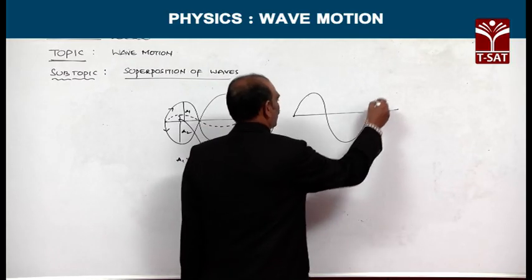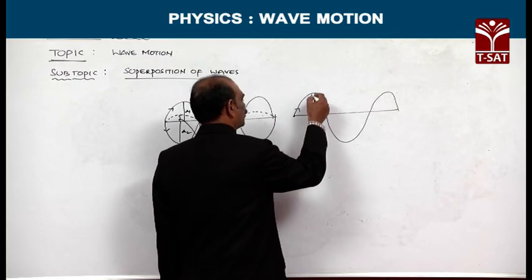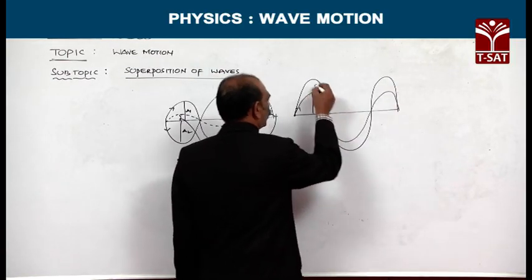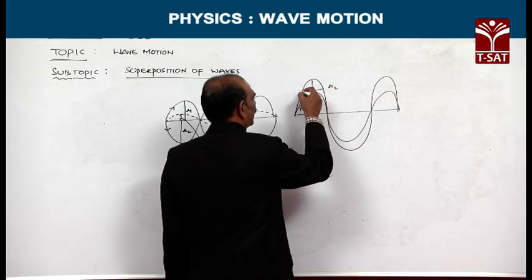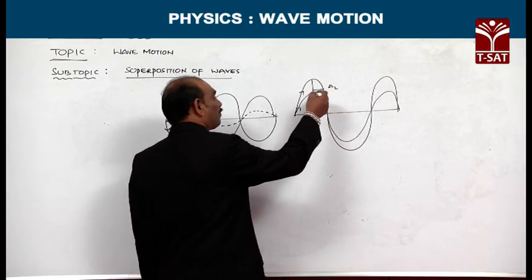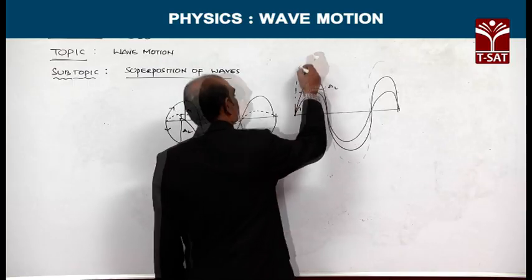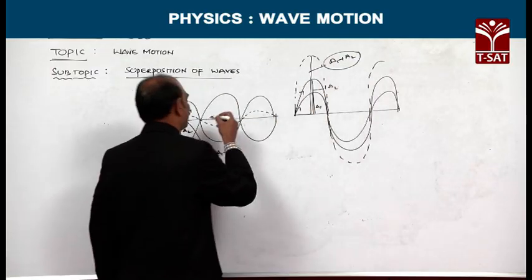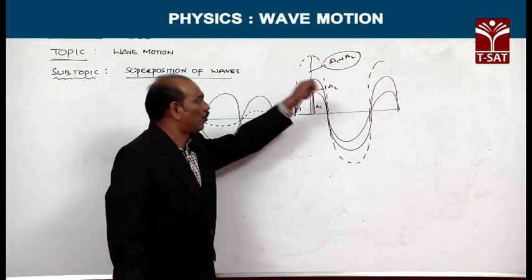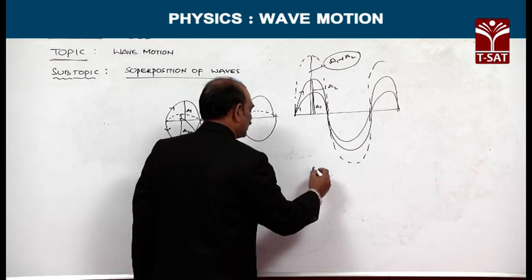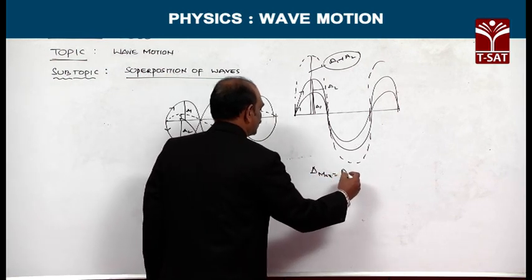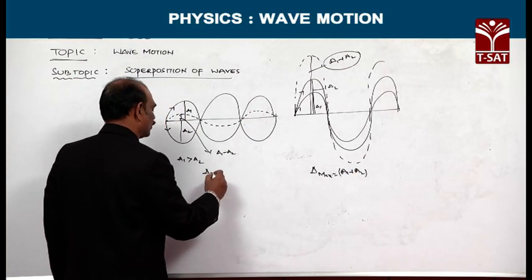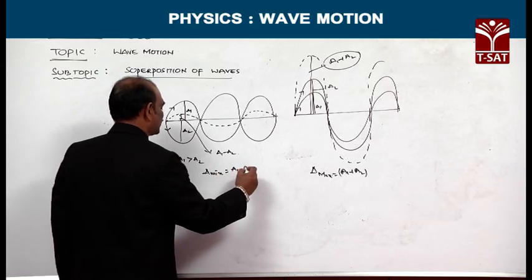Similarly, this is one wave whose amplitude is A1. One more wave moving along the same direction whose amplitude is A2. They superpose each other. The resultant amplitude of these two waves will be like this, which is equivalent to A1 plus A2. This is the maximum value, this is the minimum value. When A1, A2 both are equal, here in this case A maximum is equivalent to A1 plus A2. In this case A minimum is equivalent to A1 minus A2.